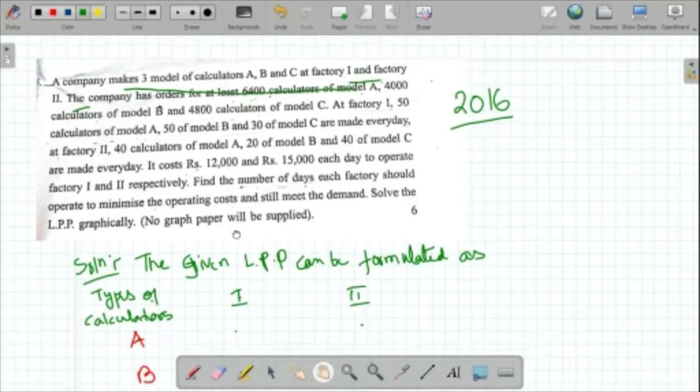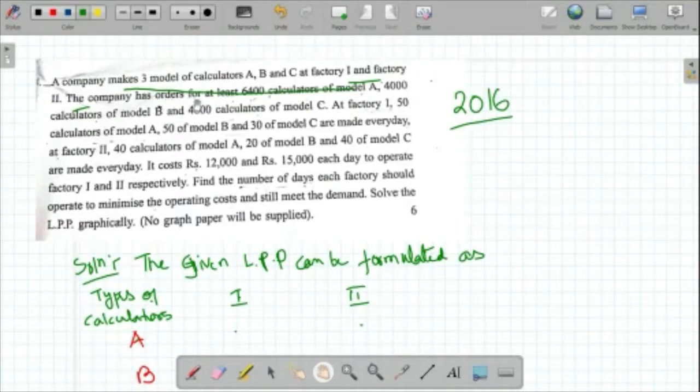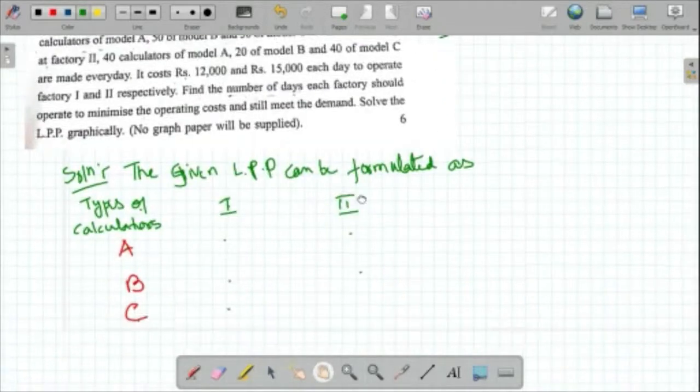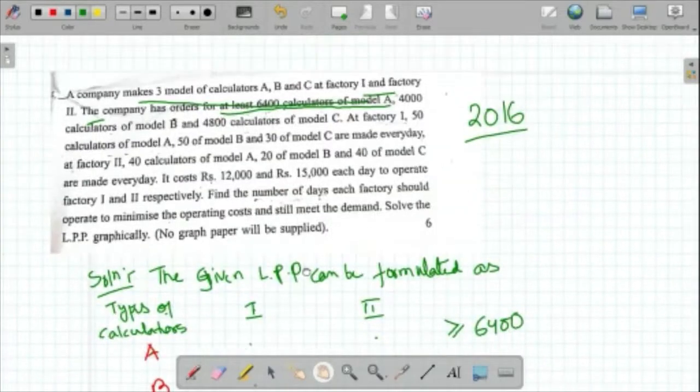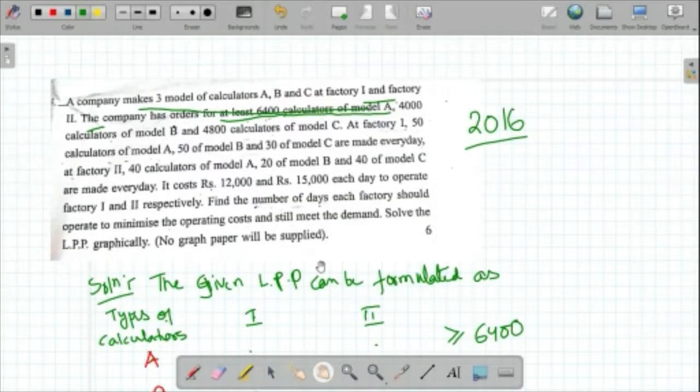And it says a company has an order of at least, so this is the keyword, at least, 6,400 calculators of model A. At least means it should be greater than or equal to 6,400, right?